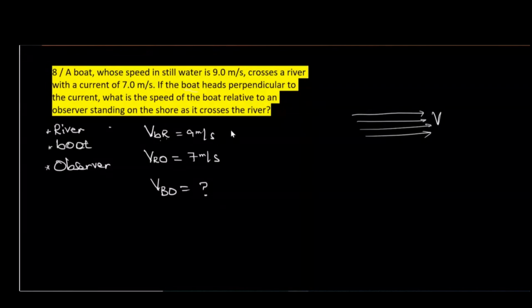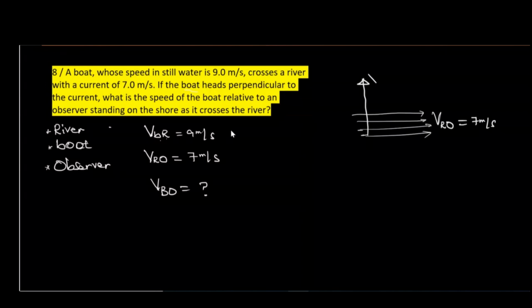So this is the velocity of the river relative to somebody observing it, which is 7 meters per second. This is 7 meters per second horizontally. So the boat is perpendicular to the water. Perpendicular means 90 degrees, so the boat is going to go this way. It's not with the river, but it's going this way.